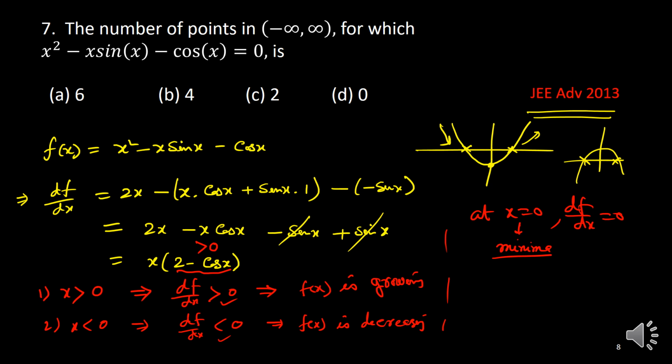So what is the value at the minima? So f of 0, that we will try to understand. Here 0 square is 0, 0 into sin x is 0, minus cos 0, and cos 0 is 1. So this is minus 1. So what is happening? It is like this function: it is decreasing, going down to this point, that is -1, then again it is increasing. It may not be exactly a parabola, but some kind of this shape.